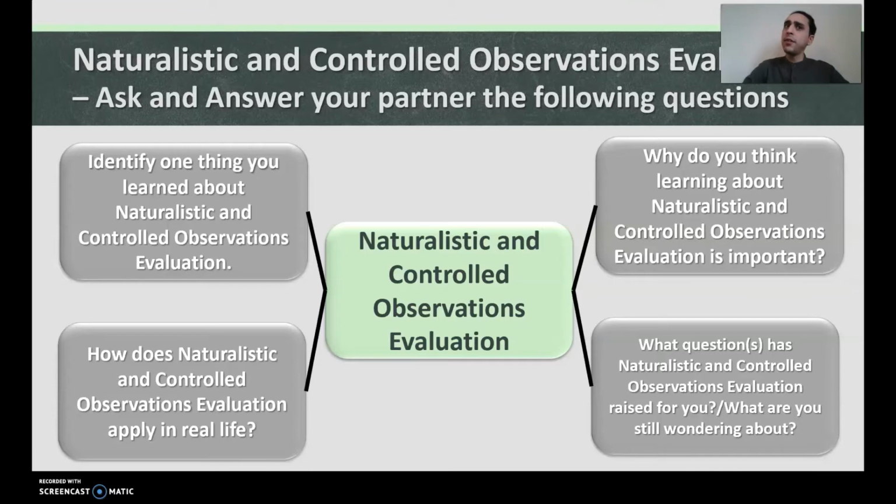Okay, think about this. Identify one thing you learned about naturalistic and controlled observations evaluation. What's one evaluative point you learned? Why do you think this is important, learning about this? How does this apply in real life? And do you have any questions?